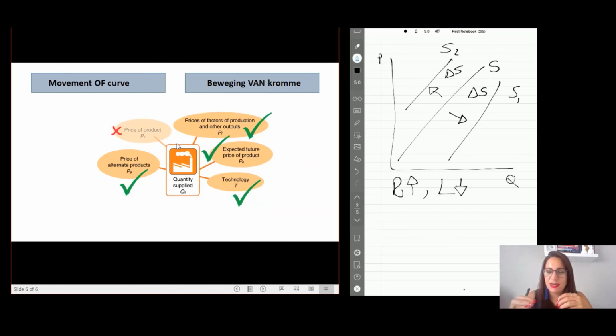So that is what you need to know from the supply curve. There's a movement on the supply curve, and there is a shift of the supply curve and what shifts it. In the next video, we will look at examples and also how to do the calculations when it comes to demand and supply.